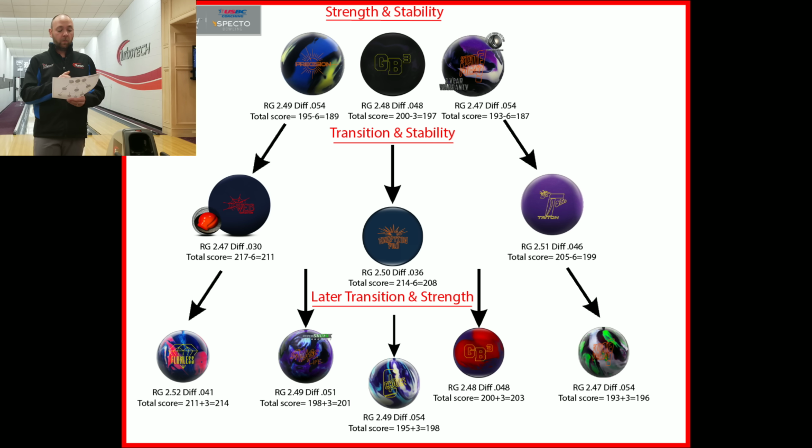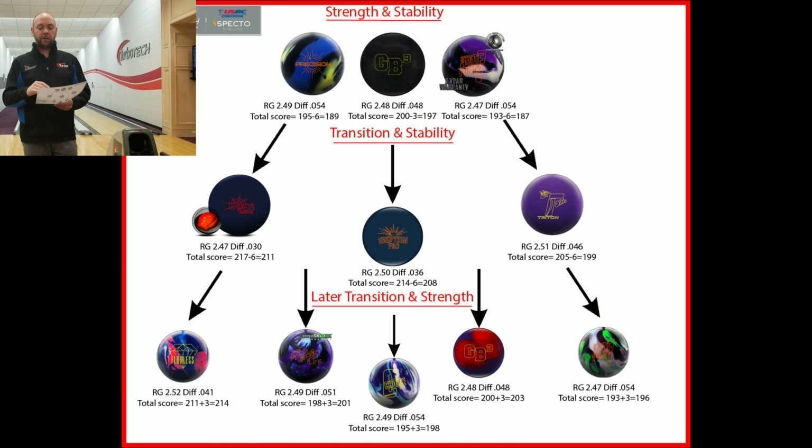So Web Tour being a solid ball, you're going to take 217 and subtract 6, and you're going to have 211. The Eruption Pro, you're going to take 214, another solid cover, and subtract 6, and you're going to have 208. And then the Triton Elite, another solid cover, you're going to take 205 and subtract 6, and it's going to be 199. Okay, so I didn't have any pearlized in this area.